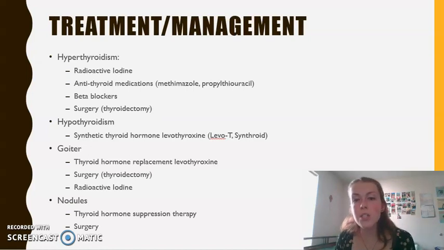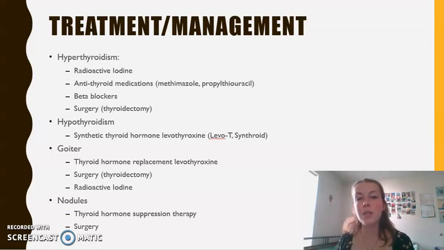All these conditions are treatable and manageable. With hyperthyroidism, we can treat it with radioactive iodine, anti-thyroid medications. I have 2 of them listed right there that are most common. Beta blockers, or surgery, which is called a thyroidectomy. That's where they remove either the whole thyroid or just part of the gland.